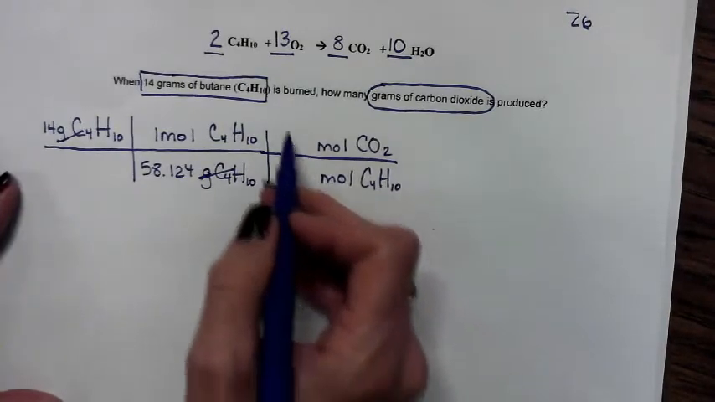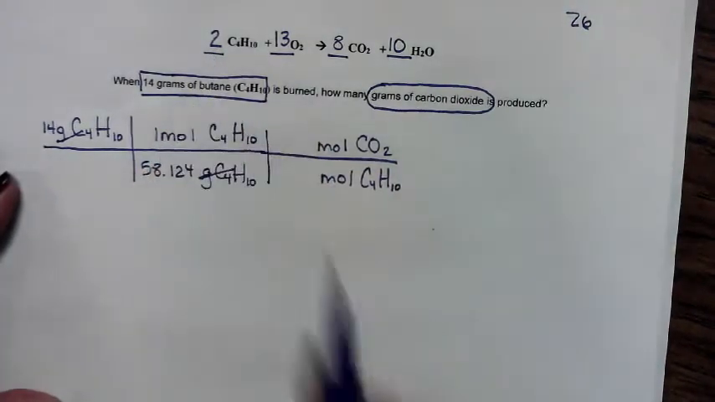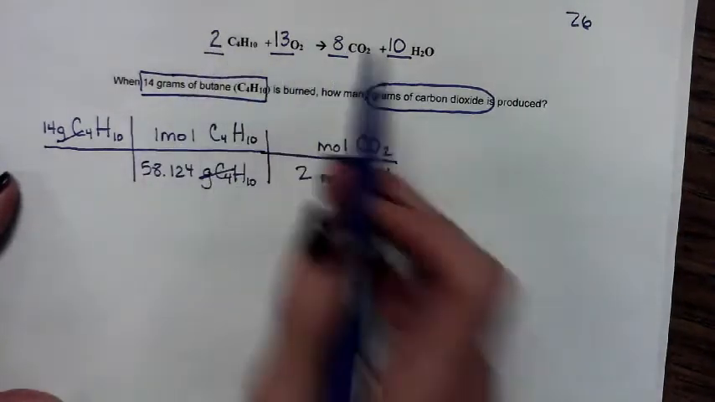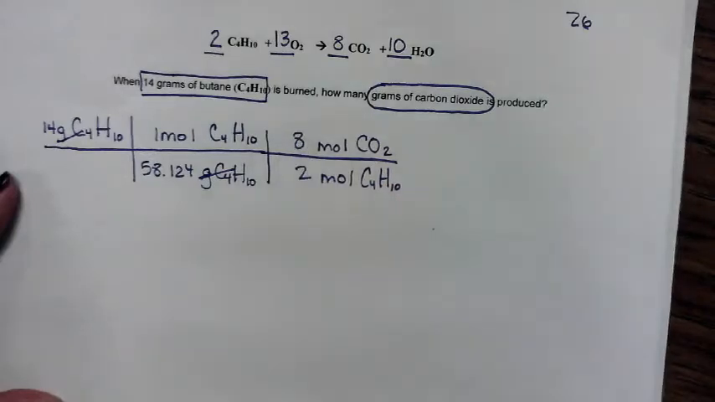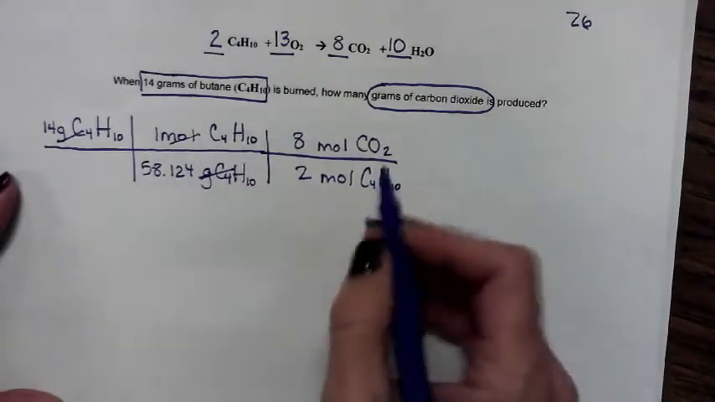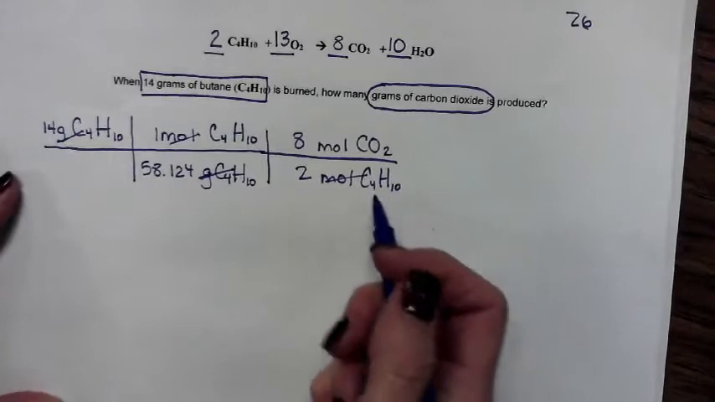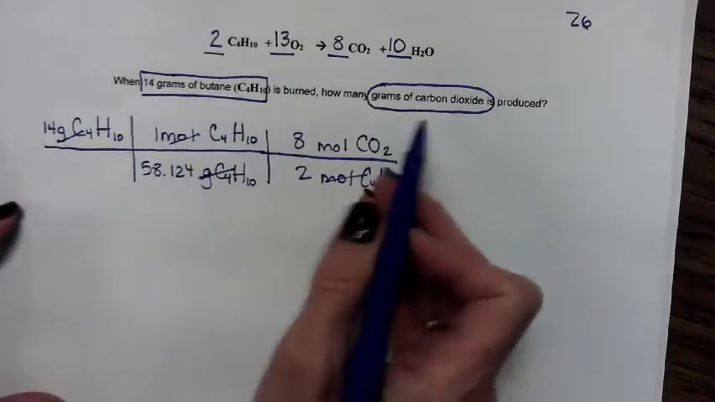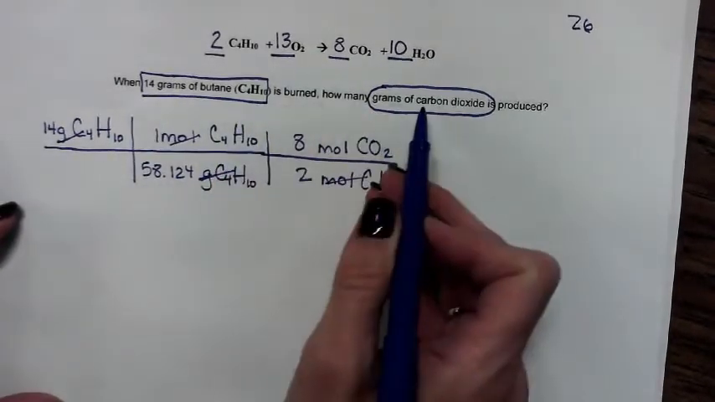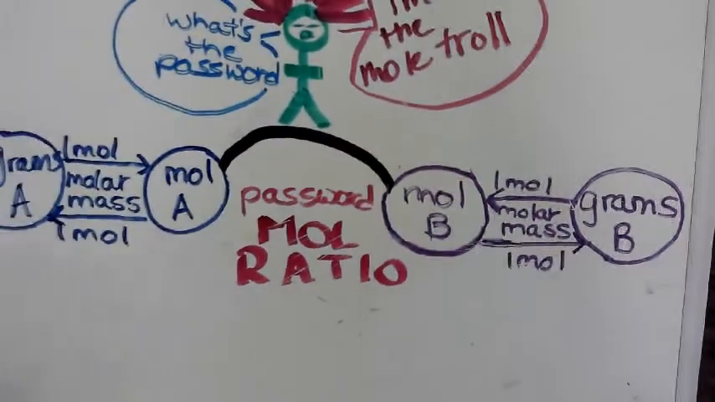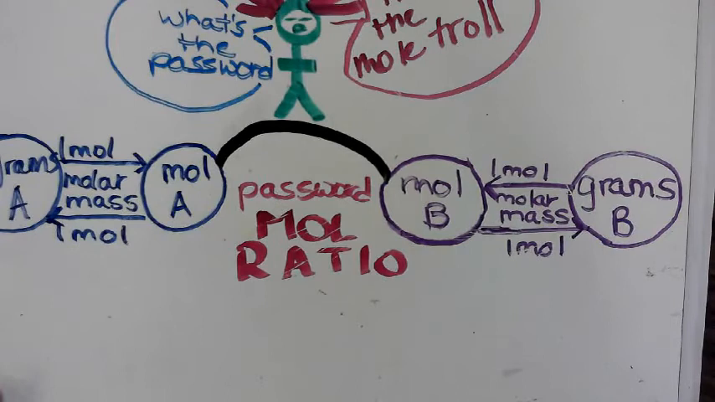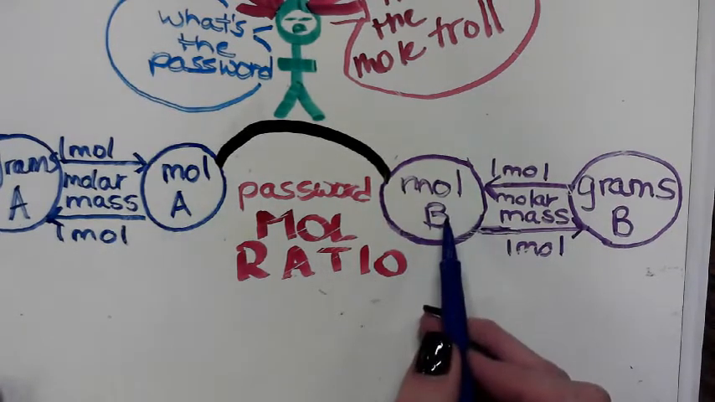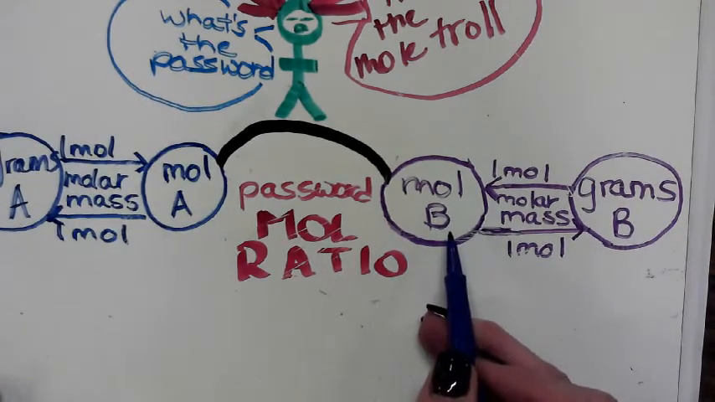So I go back to my balanced equation. There are 2 moles of butane, and there are 8 moles of carbon dioxide. So when I cancel moles, look, I've got moles of carbon dioxide. I've not got grams yet, but I'm awfully close at this point. Once I have given the password to the molecule, I've got moles of B, in this case carbon dioxide.